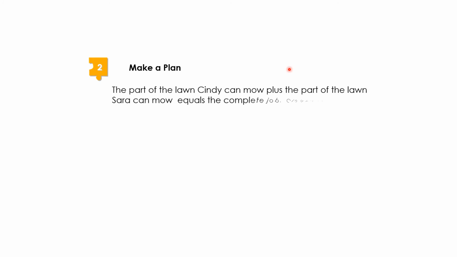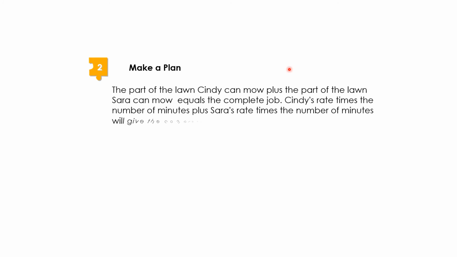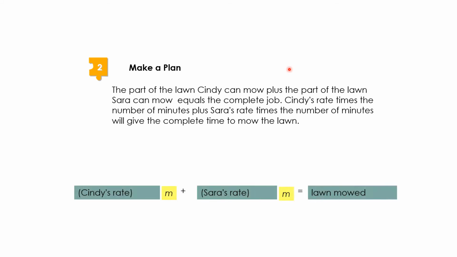Then let's make a plan. The part of the lawn Cindy can mow plus the part of the lawn Sarah can mow equals the complete job. Cindy's rate times the number of minutes plus Sarah's rate times the number of minutes will give the complete time to mow the lawn. So, ganyan lang siya, guys. Ang dali. Okay, so 1/50 times m plus 1/40 times m equals 1. Take note that 1 here is the complete job.